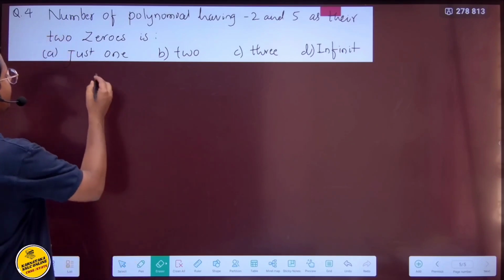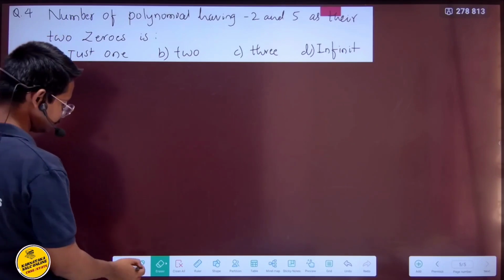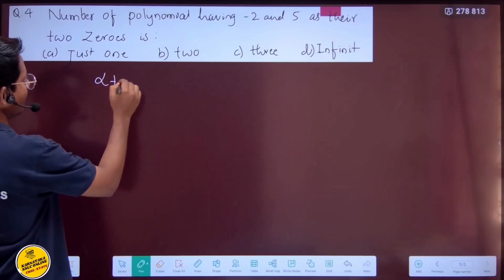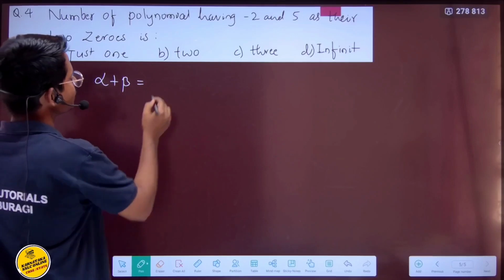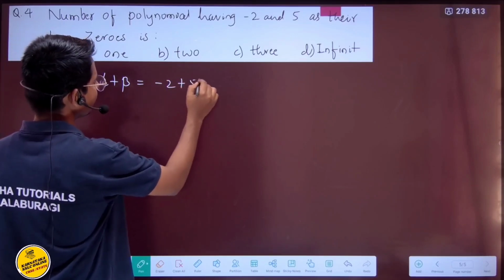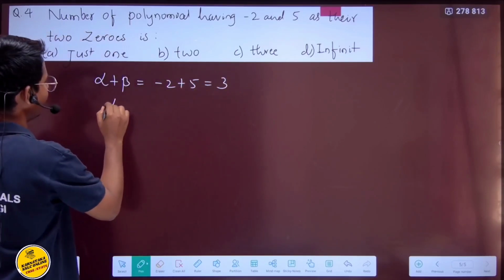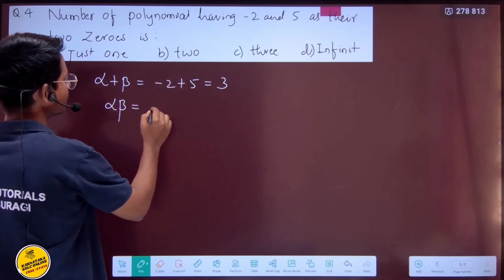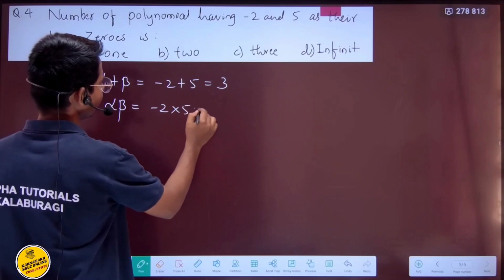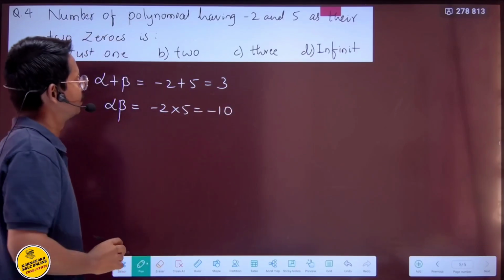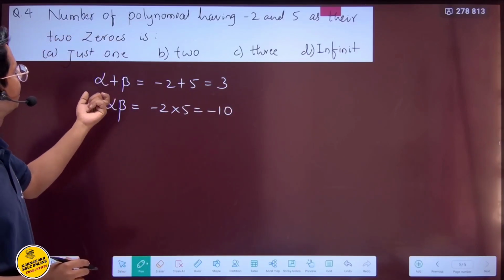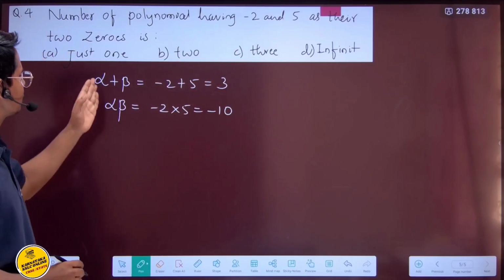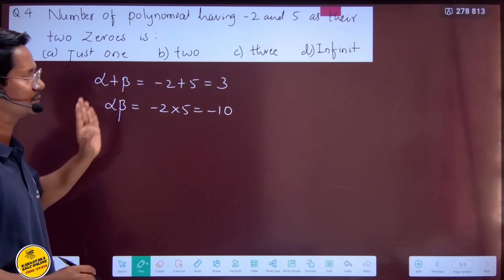First I'll find the sum of zeros, alpha plus beta. So it is minus 2 plus 5, you'll get 3, and alpha into beta is minus 2 into 5, minus 10, because they told us minus 2 and 5 are the two zeros. Two zeros means you can take one zero as alpha and the other zero as beta.